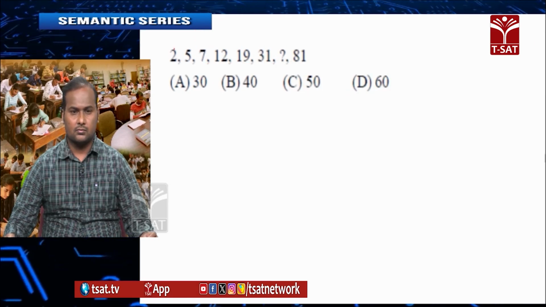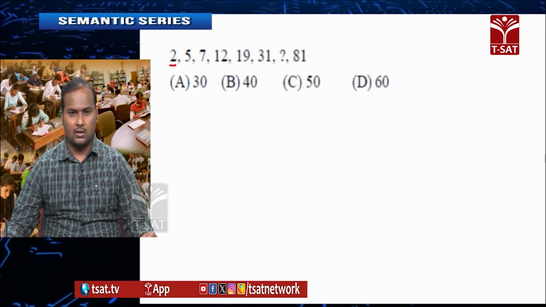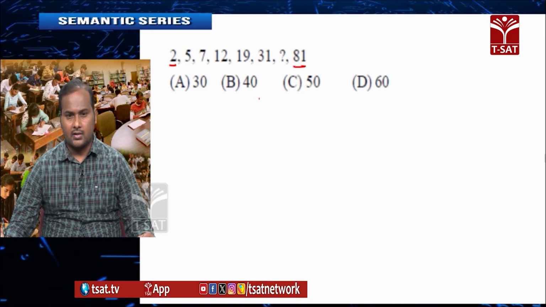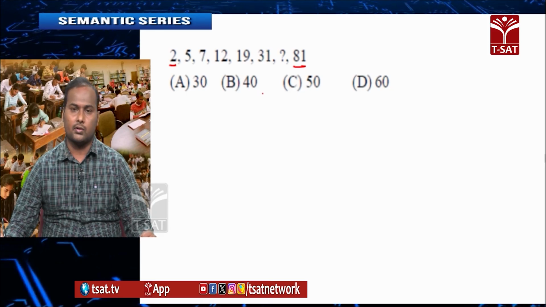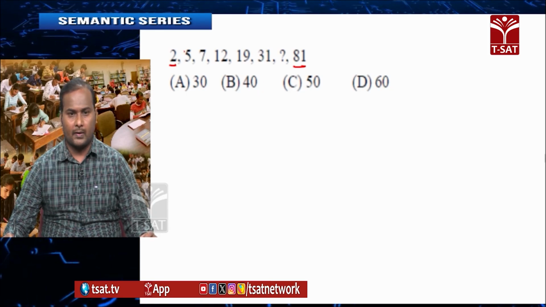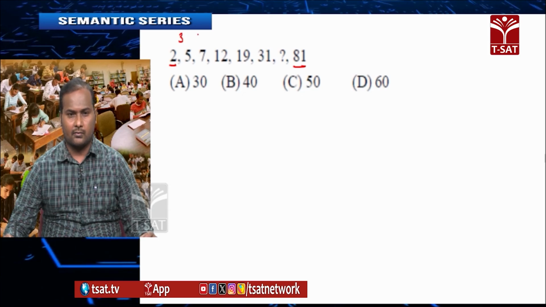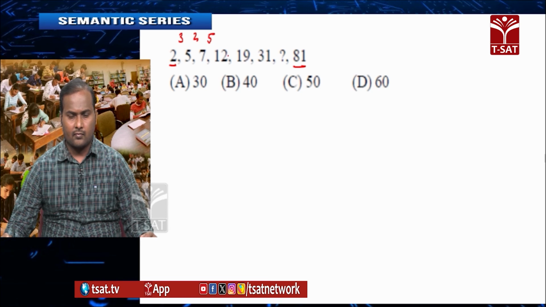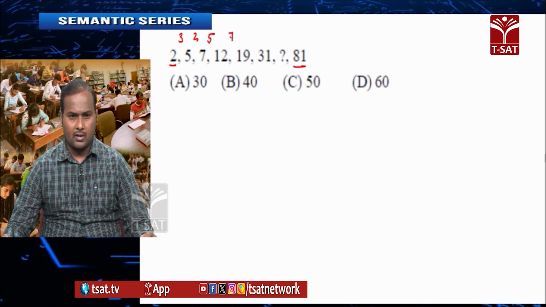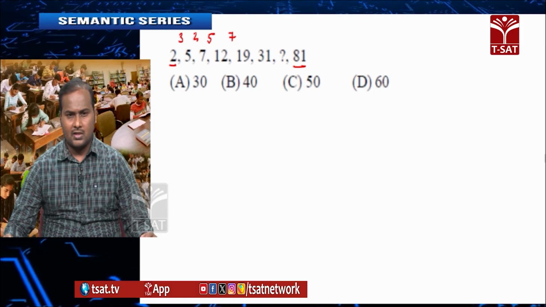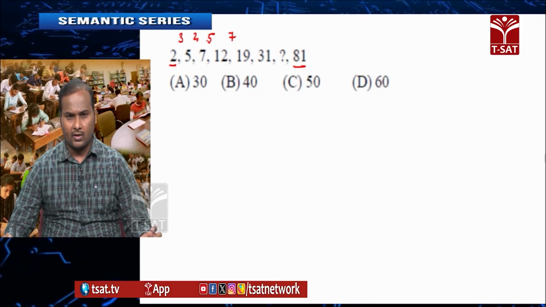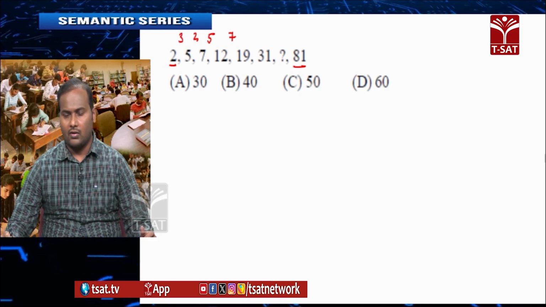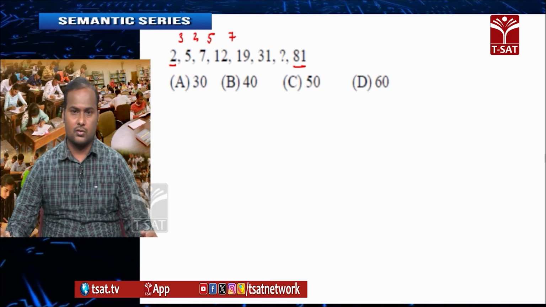See, in this question, initially it is 2, then finally it is 81. So it is a good increase. Whenever there is a good increase, generally we will take the difference and try to check it out. See, 2 to 5 increasing by 3, 5 to 7 increasing by 2, again 7 to 12 increasing by 5, 12 to 19 increasing by 7. So if you see this, 3, 2, 5, 7, I can't predict any kind of consistent change. Whenever I am unable to find it, this is not the way to solve this question.